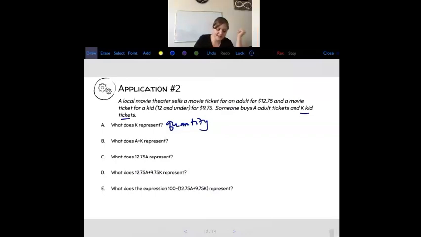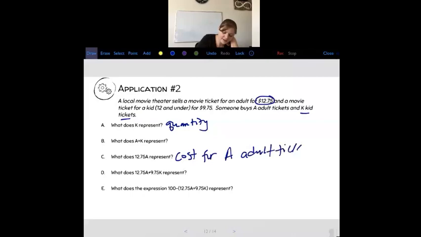Part C, what does 12.75A represent? Okay, so 12.75 corresponds to a cost. So when we take 12.75, our cost, and multiply it times a quantity, we're going to get a price or a cost for A adult tickets. So this is cost for A adult tickets. If you purchase one ticket, it would be 12.75 times 1. If you purchase 10 tickets, it would be 12.75 times 10.